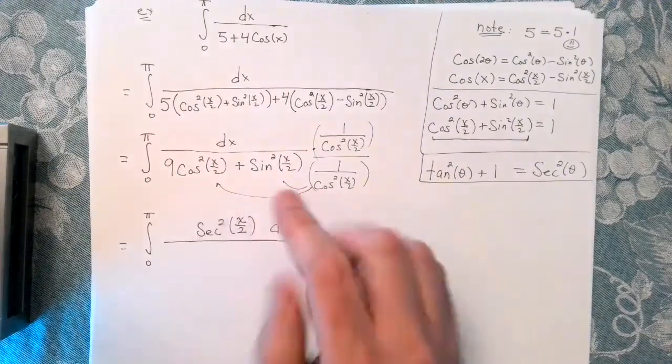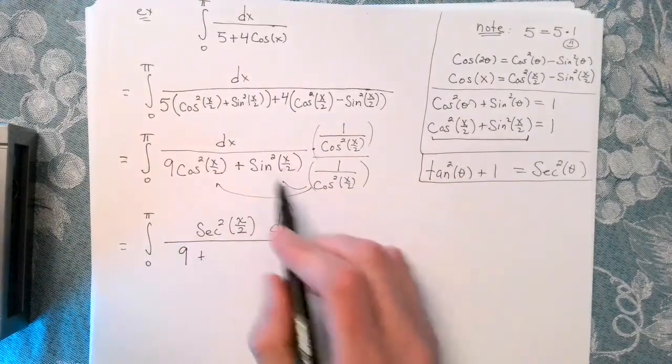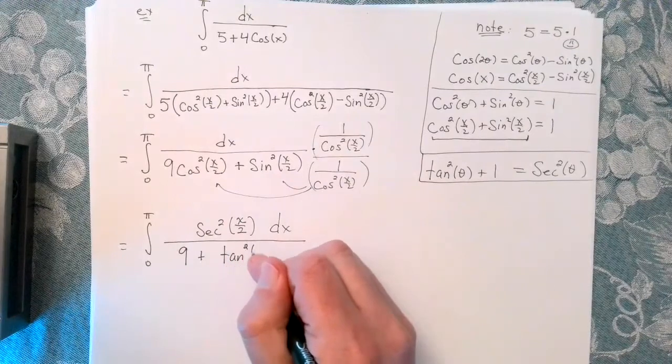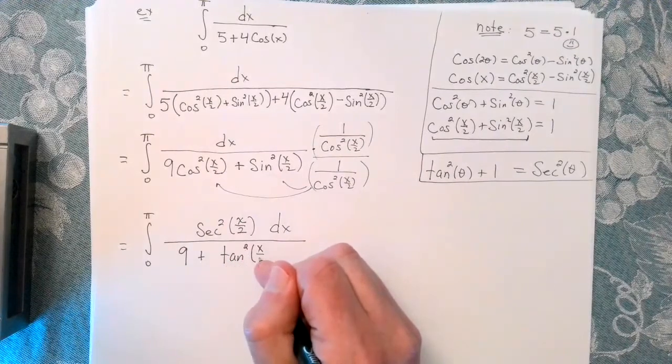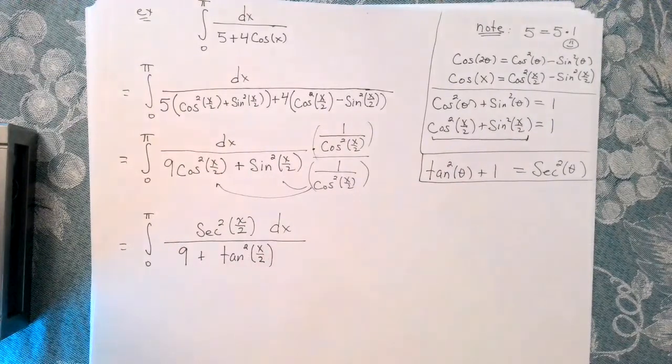And then let's see down here. So we've got 9. And then sine squared over cosine squared, that should be a tangent squared of x over 2. Again, this is really promising, right? Because tangent and secant squared are, well, they're related via derivatives. So it looks like I should make a substitution, but we want to be really careful when we go to change our bounds.